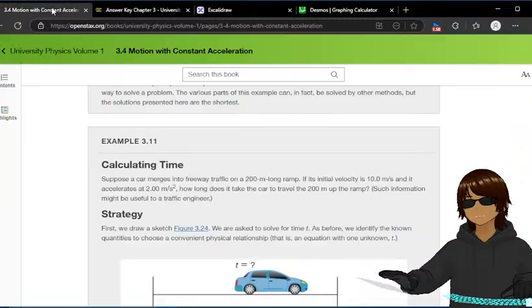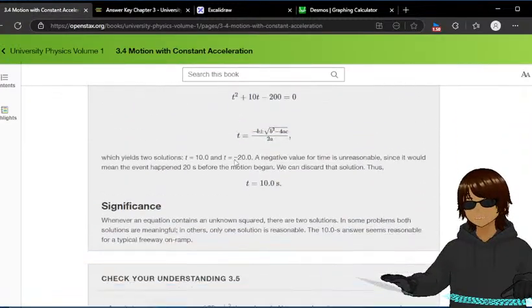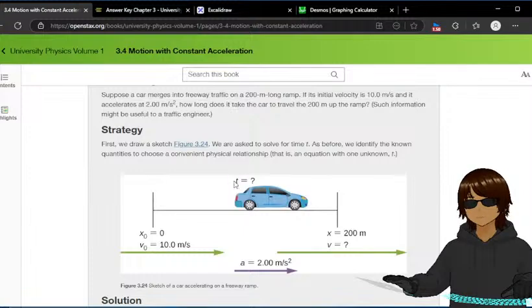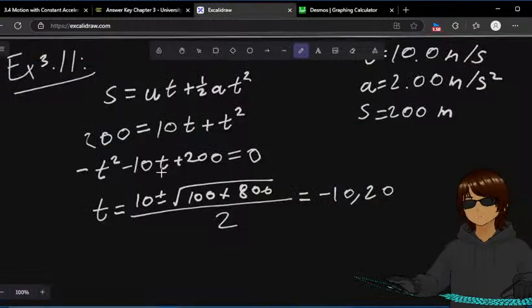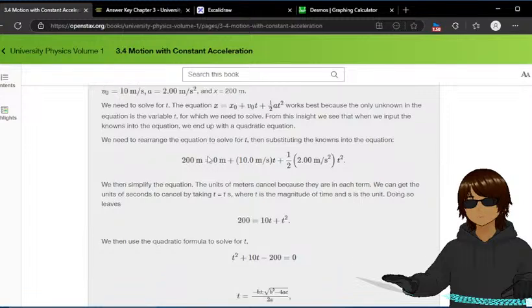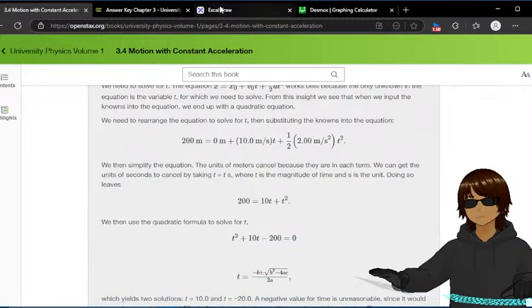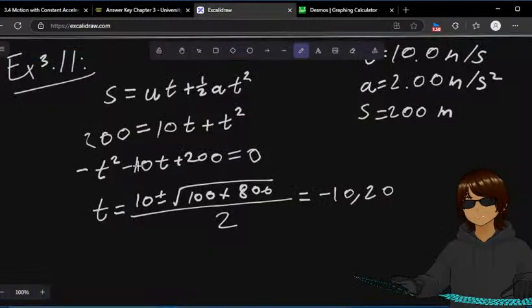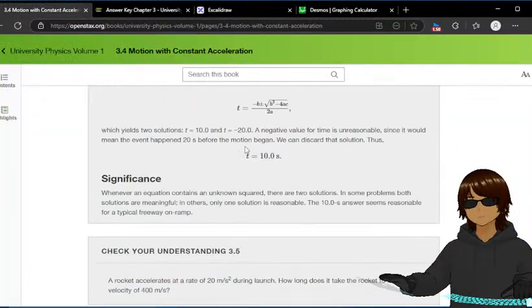But the correct answer is only 20 because time cannot be negative. It says 10 here. I made a mistake. Okay, I got this correct. Plus 10, so they did negative b plus or minus, over 2a. So this is plus, this is negative. So 10 meters per second is correct.